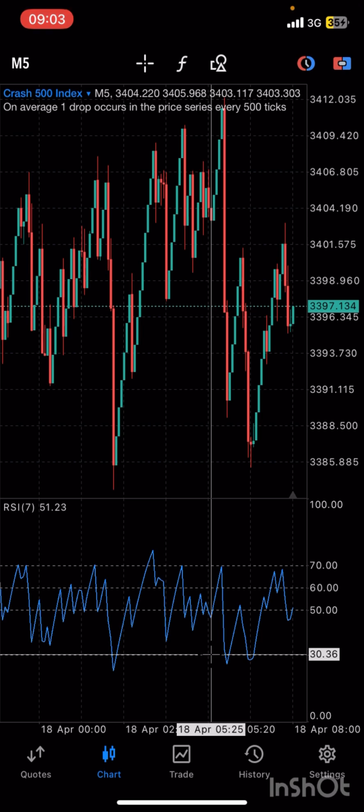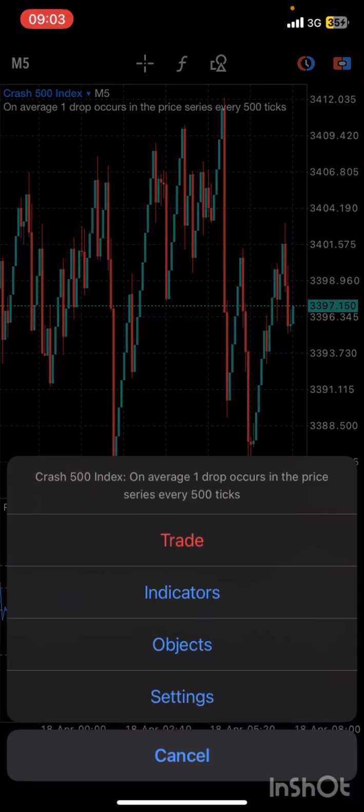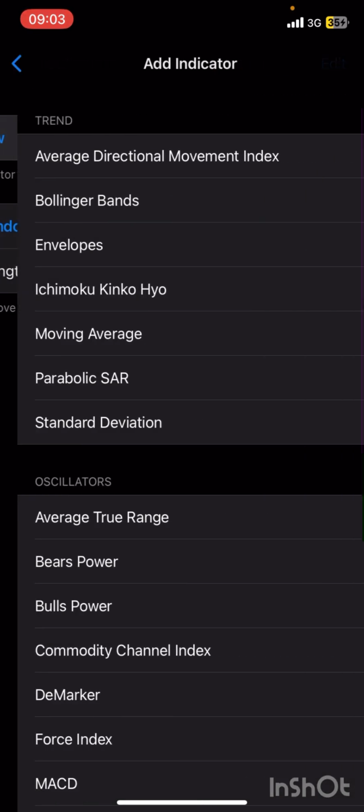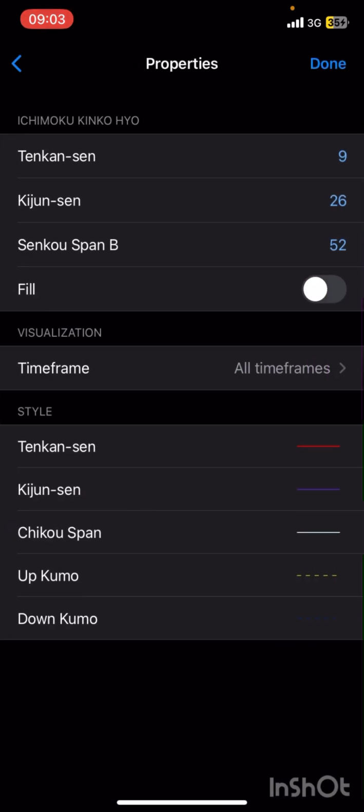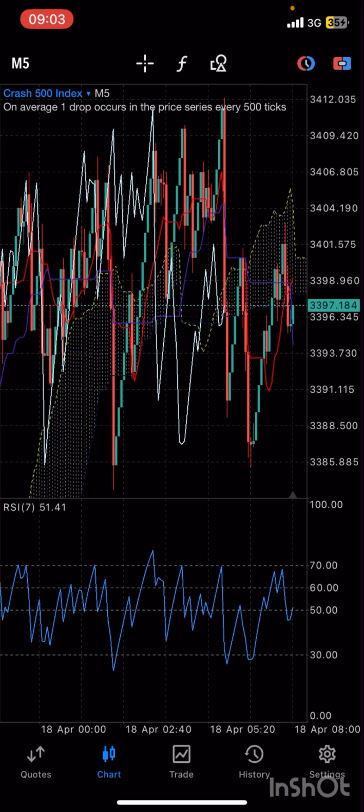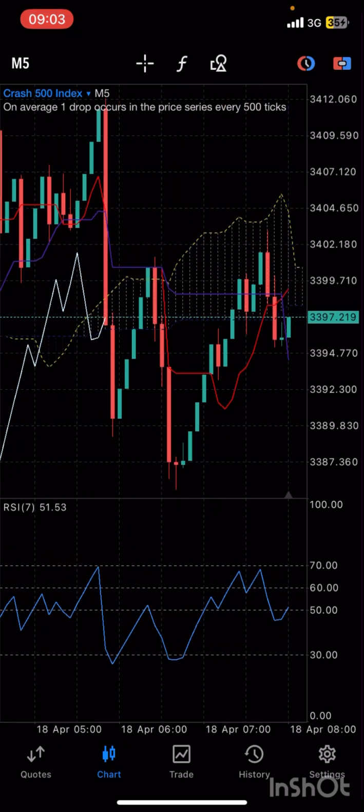Now the next indicator we're going to put is the Ichimoku cloud. So I'm just going to click it so you can see how it goes. So these are the levels. Click on done. Now look at how rowdy this indicator looks. This is really rowdy. But we're going to do something. We don't need all these lines. We're going to remove some of these things.